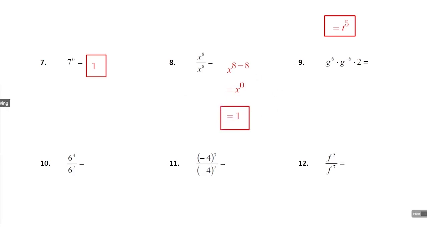Number 9, we've got this extra times 2 out here. Can't really do anything with that. But what we can do is put that 2 out in the front. Say times g to the 6th plus negative 6. Whenever you're adding a negative, that would be equivalent to just subtracting. So I'm doing 6 plus negative 6, which is the same thing as 6 minus 6. Now 6 minus 6 is 0, so we have 2 times g to the 0th, and anything to the 0th power is 1, so this would be the same thing as 2 times 1, which would just be 2.